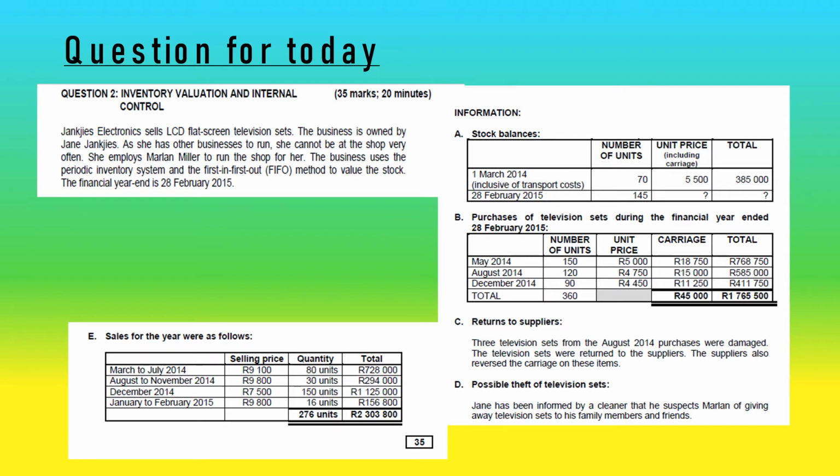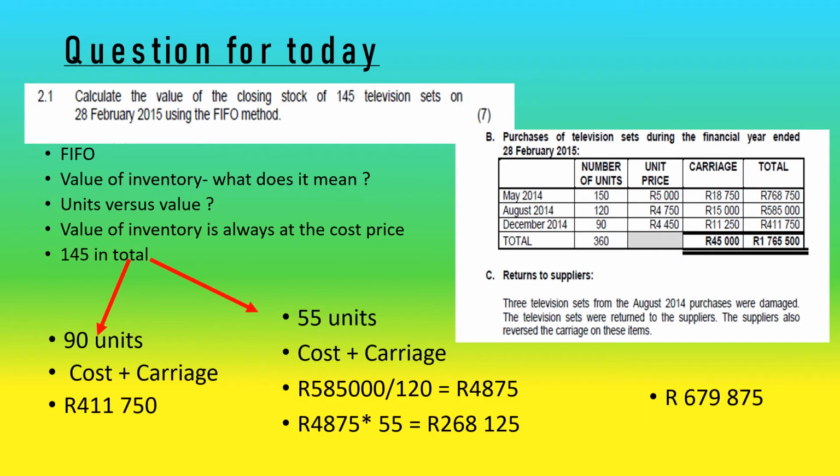Okay, you also have some information regarding that there could be some possibility of theft in these television sets. All right, so the first question says calculate the value of the closing stock of 145 television sets on the 28th of February using the FIFO method. So with FIFO, we know the inventory that you had first, you sold first. So your closing inventory, which is your 145 units, comprises inventory that you purchased last. If we go to our purchases, the inventory we purchased last was 90, 120, and before that we purchased 150 units. So very common, you'll never be given the exact quantities that were sold during the year. So you know you're left with 145. So the first step is to determine which part of the purchase will give you 145 units. You've got 90, right?